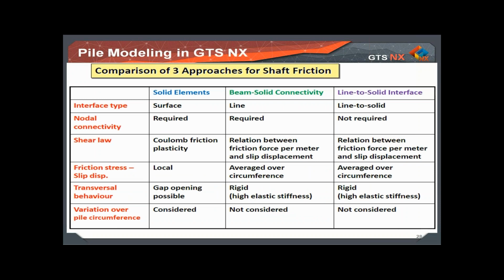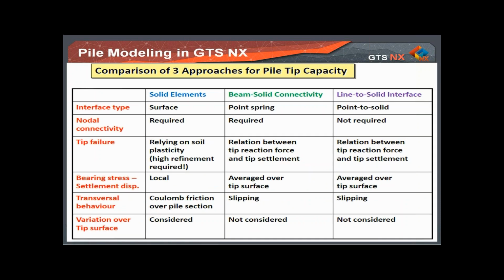This table is a comparison of 3 approaches for shaft friction. This table is a comparison of 3 approaches for pile tip capacity.